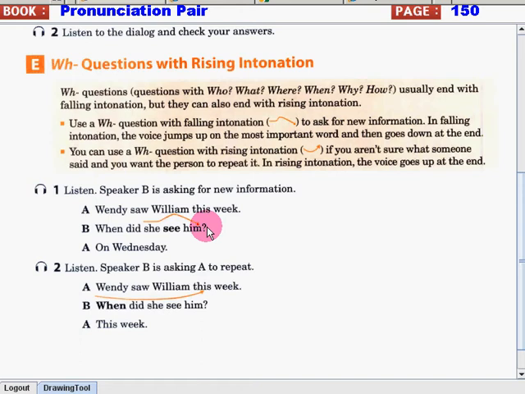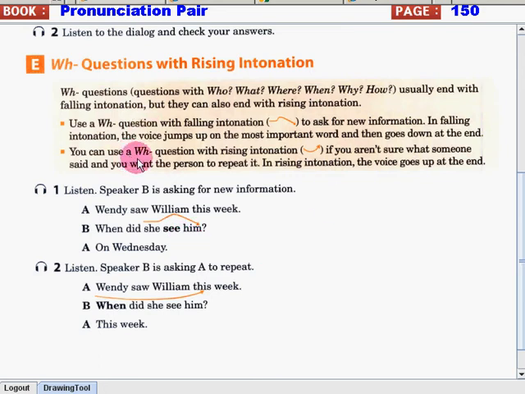Okay, let's go back to speaker B. Can you see that? This orange line here is the indication that at the end of the word him, the intonation falls down, and it rises up in the important word see. One more time. When did she see him? Very good.